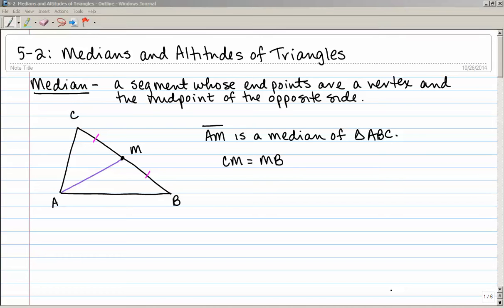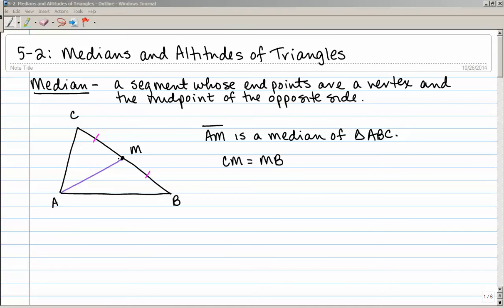Section 5.2 is on medians and altitudes of triangles. A median is a segment whose endpoints are a vertex and the midpoint of the opposite side. So here in triangle ABC, we have segment AM, which is a median, and it's a median because it goes from a vertex of the triangle, which is A, over to the midpoint of the side that is opposite. M is the midpoint of side BC, and you can note that by the two little pink marks here.